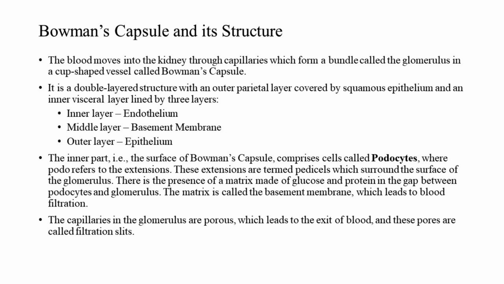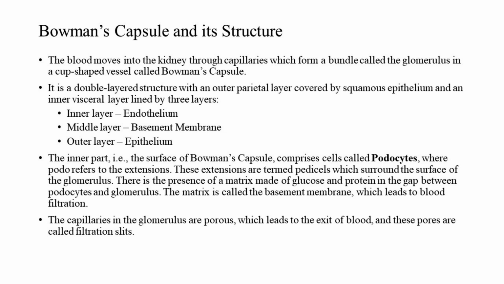Outer layer, epithelium. The inner part, i.e., the surface of Bowman's capsule, comprises cells called podocytes, where podo refers to the extensions. These extensions are termed pedicels, which surround the surface of the glomerulus. There is the presence of a matrix made of glucose and protein in the gap between podocytes and glomerulus. The matrix is called the basement membrane, which leads to blood filtration.